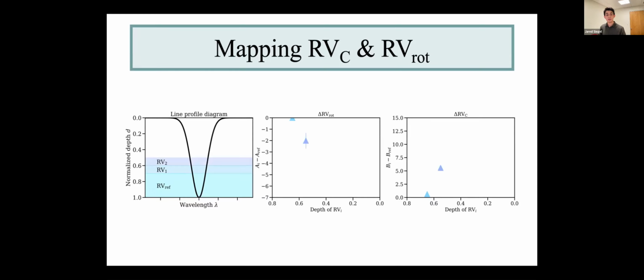But of course, if we now compare the bottom of the spectral line with radial velocities calculated slightly higher up in the line profile, we now see that the rotation perturbation is considerably stronger in the bottom of the spectral line, and that the convection perturbation is considerably stronger the higher up we go. And we can repeat this process over and over until we've now mapped out, as a function of line depth position, the convection and the rotation perturbations. Again, this is something we're really excited about.